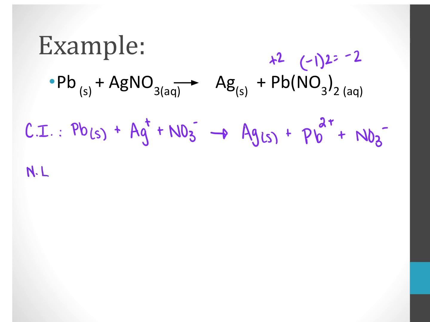And now we want to simplify that to the net ionic. So we're going to go through and cross out all those spectator ions. Here we have solid lead and lead ion. Do those look identical? Nope, so not a spectator. We have silver ion and solid silver. Do those look identical? Nope, so not a spectator. We have nitrate ion and nitrate ion. Do those look identical? Yes. So if they look identical, go ahead and cross them out. Then the net ionic equation is just everything that isn't crossed out. So we have solid lead plus silver ion, and that gives us solid silver plus lead ion.